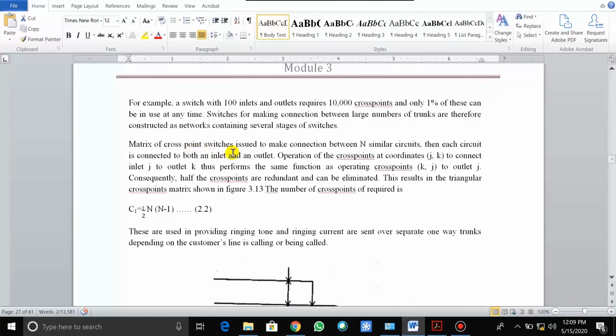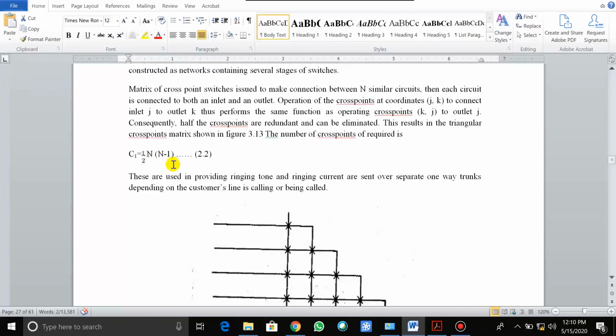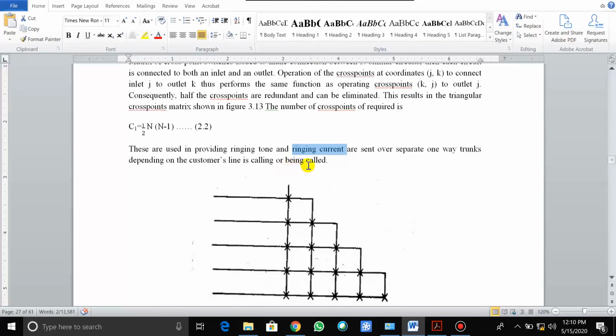A matrix of crosspoint switches is used to make a connection between N similar circuits. Then each circuit is connected to both an inlet and an outlet. The operation of the crosspoint at coordinates J, K connects the inlet J to the outlet K. Thus the number of operating crosspoints is C equal to 1 by 2 into N minus 1. These are used to provide the ringing tone, and ringing currents are sent over separate one-way trunks depending upon whether the customer line is calling or being called.